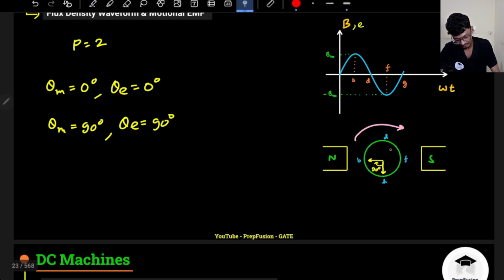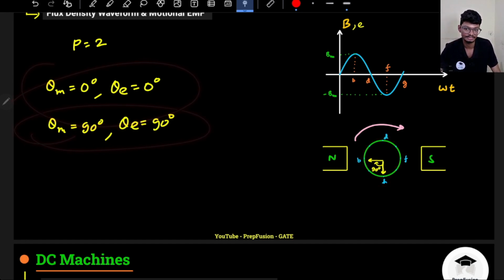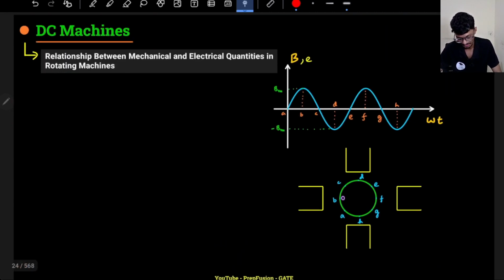Now if I reach point D, physically I have moved 180 degrees and the value is also 0. If I move to point A, physically I have moved 270 degrees and the value is negative. If I move back a whole 360, the magnetic flux density will also be 0, and the physical movement will be 360 degrees. So here the mechanical and electrical degrees are the same.